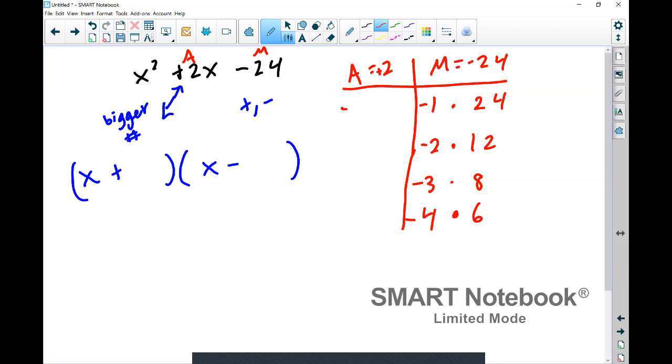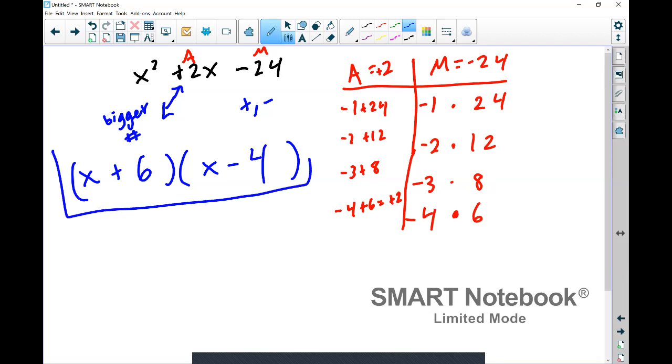So negative 1 plus 24 isn't going to work. Negative 2 plus 12 isn't going to work. Negative 3 plus 8, not going to work. But negative 4 plus 6 does equal a positive 2. So negative 4 and 6 are our factors, and they just go in the right boxes. So the positive is a 6, the negative is a 4. That is our final answer.